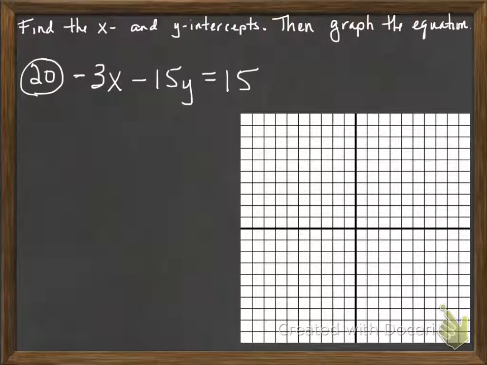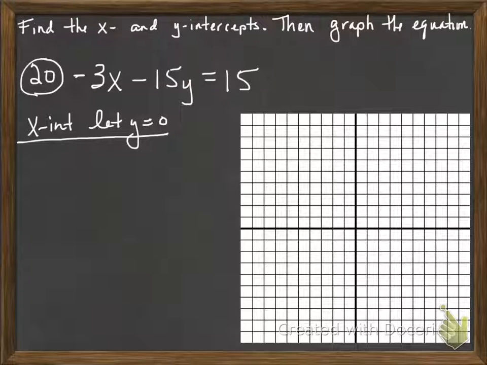In number 20, the directions say find the x and the y intercepts, then graph your equation. So remember, when we're finding the x-intercept, we let the y value go to 0, because if you're an x-intercept, you're a point on the x-axis, and that means your y value is 0. So when we let y go to 0, that takes the y term completely out of the problem. And that leaves us with negative 3x is equal to 15. And then we're going to solve for x.